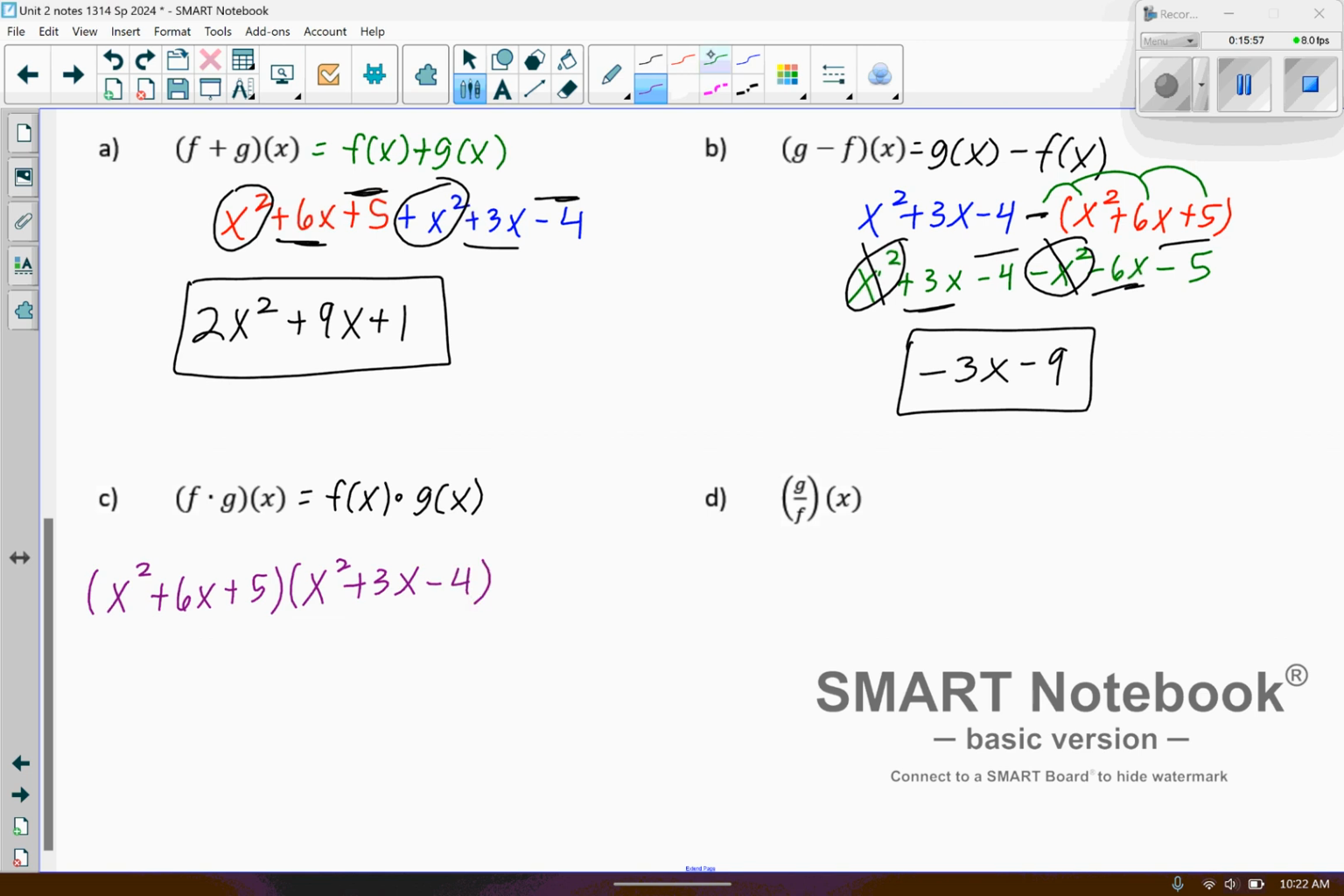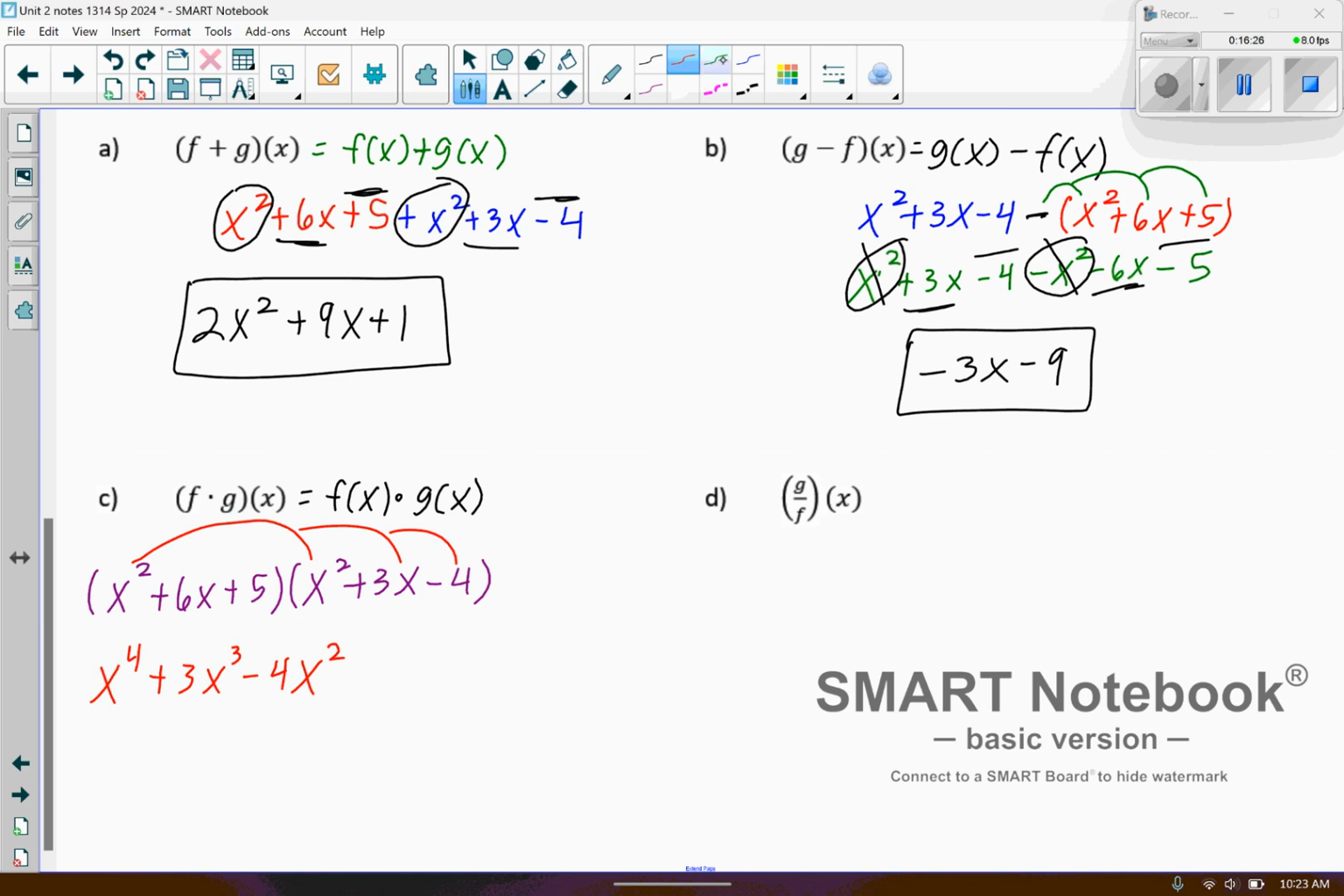So pretty similar to the previous one, so I'll try to color code this a little bit. So what we're going to do here is the x squared is going to have to get multiplied by all three of these. Then the 6x will multiply by all three, and then the 5. So let's see, x squared times x squared would give me x to the power of 4. x squared times 3x would give us plus 3x cubed. And then x squared times a minus 4 is minus 4x squared.